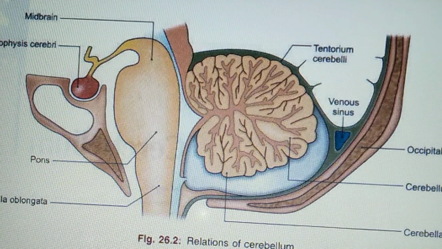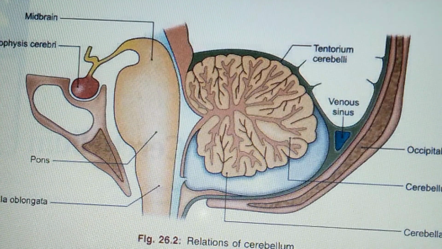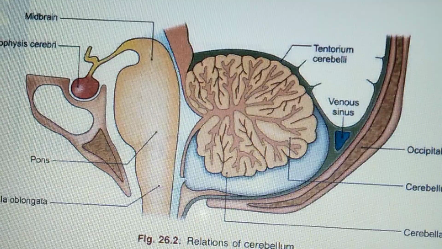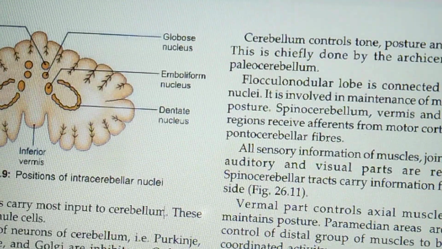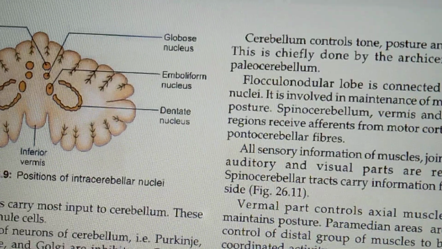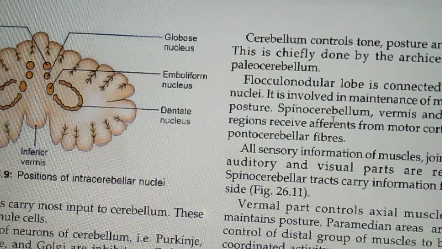Now the external features of the cerebellum. It consists of two cerebellar hemispheres that are united with each other. We'll see another diagram. Let us see.